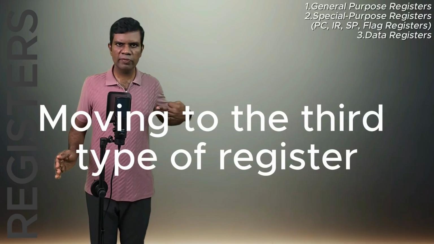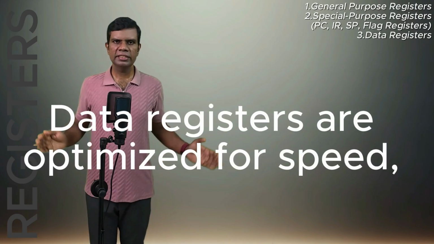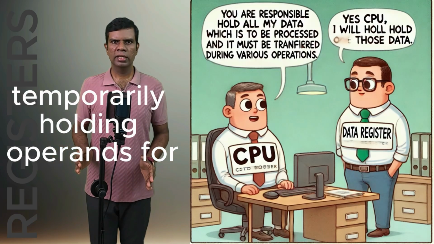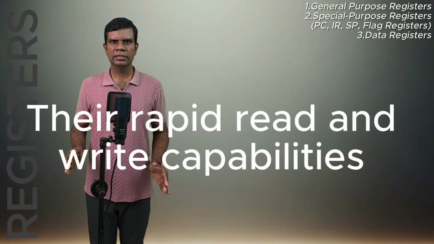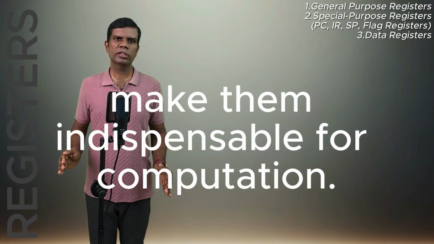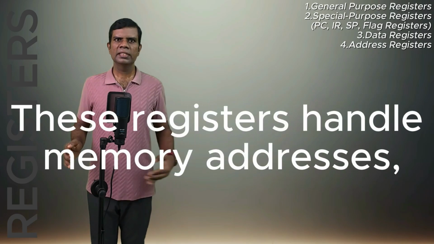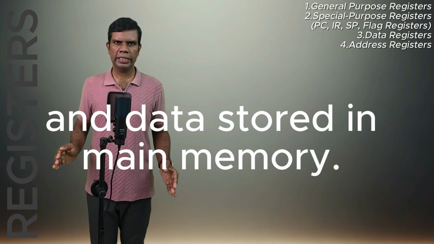Moving to the third type of register, data registers, the workhorses. Data registers are optimized for speed, temporarily holding operands for arithmetic or logic operations and storing results. Their rapid read and write capabilities make them indispensable for computation. Fourth one, address registers, the GPS system. These registers handle memory addresses, enabling the CPU to access instructions and data stored in main memory.